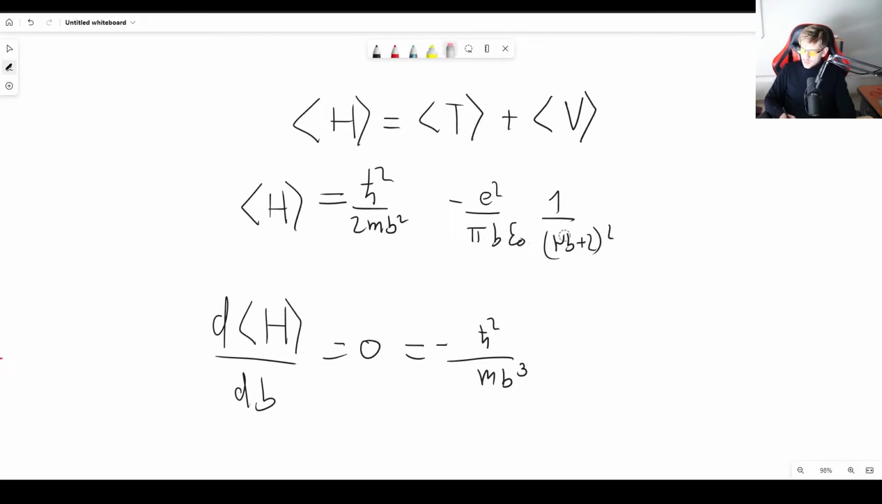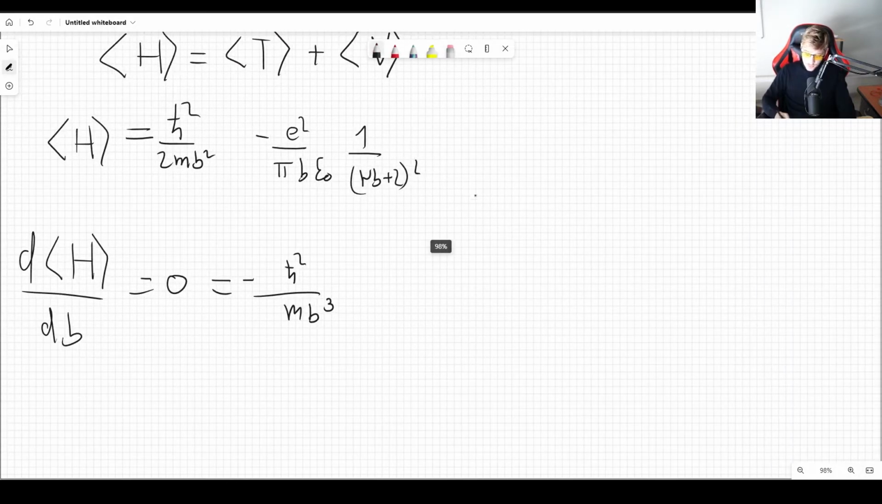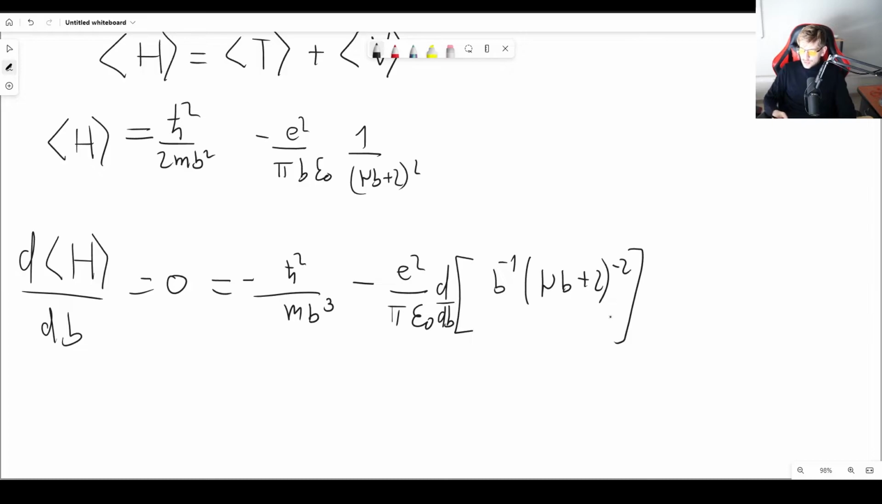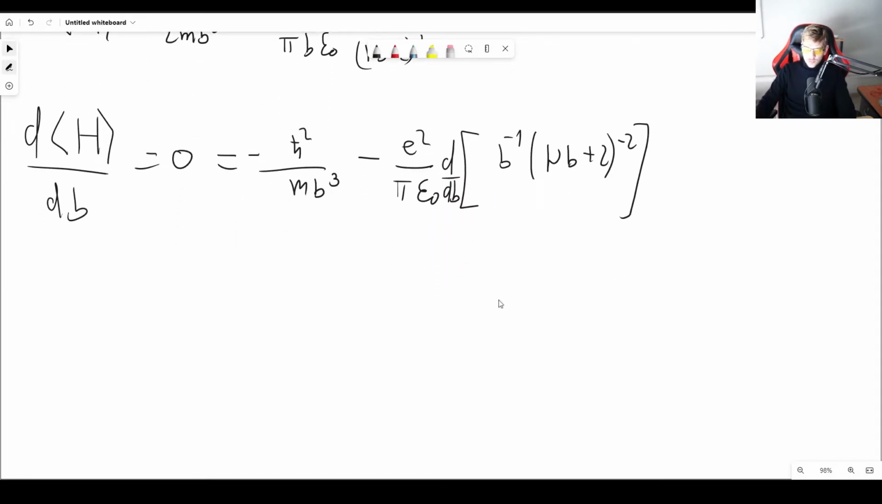Now, to differentiate this, I would like to rewrite it, because I get confused when I have to differentiate things in the denominator, and especially if there's a product rule involved. So I like to do it like this. Now, of course, you don't have to do this, but this is the way I like to do it. So the derivative with respect to b of b to the minus 1 times mu b plus 2 to the minus 2. I do recommend this because it is kind of foolproof, and I'm good at making dumb mistakes. So this has honestly worked great for me.